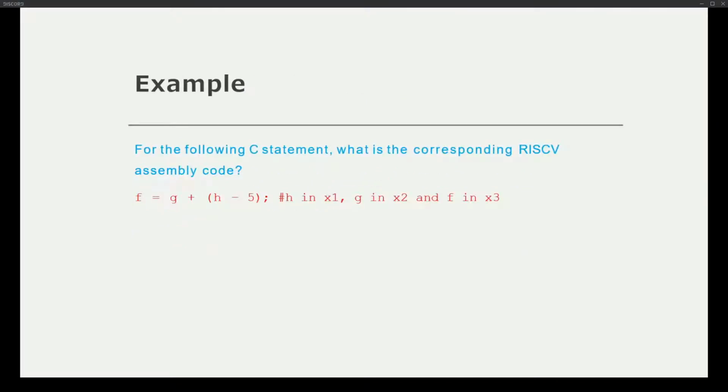Another simple example here would be f equals g plus h minus 5, where h is stored in x1, g is stored in x2, and f is stored in x3. Would anybody like to take a stab at this and tell me what the assembly code will be for this?